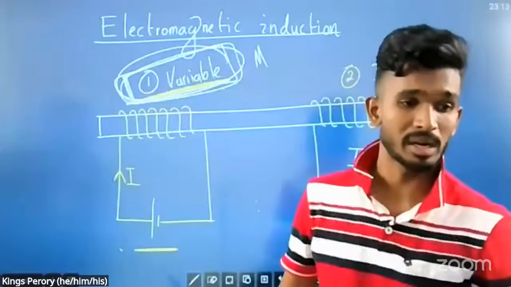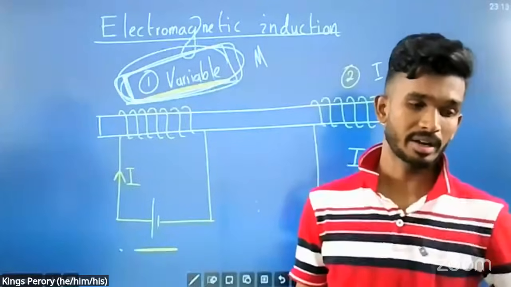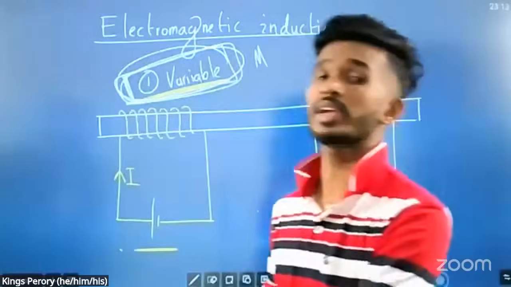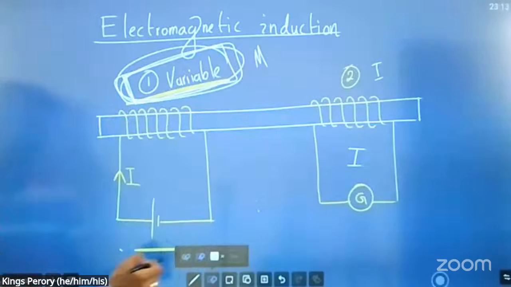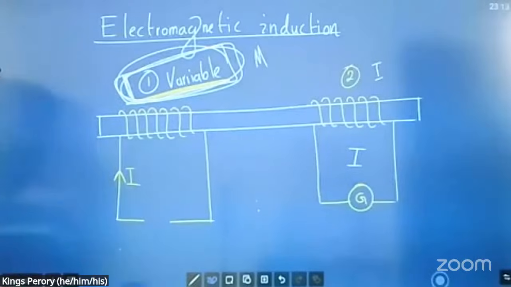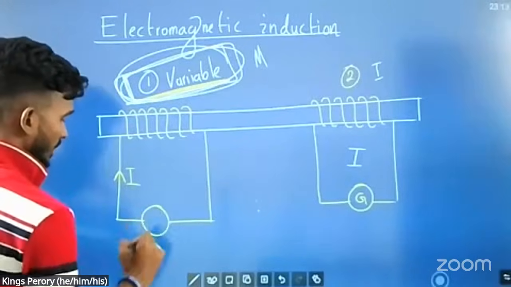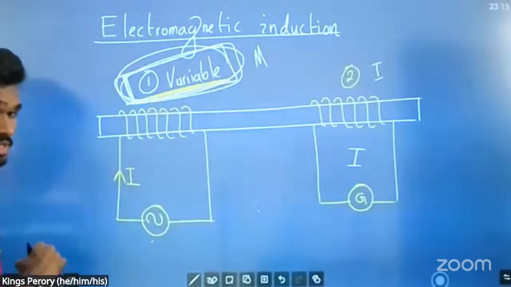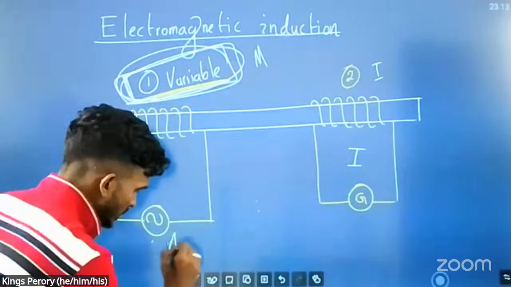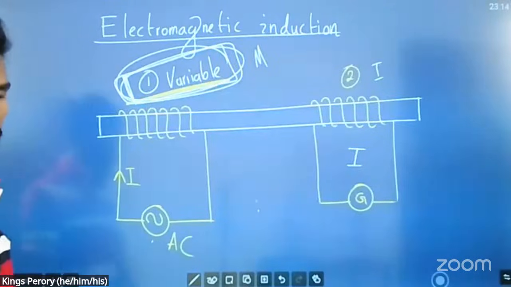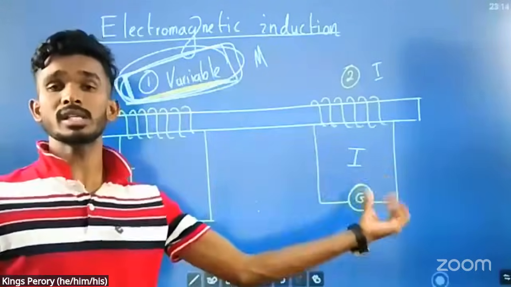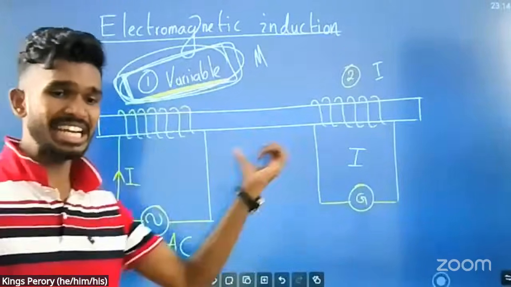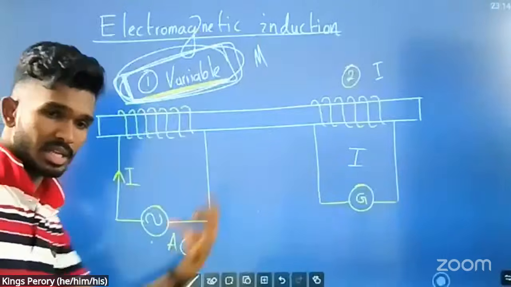What gives variable current? AC. Alternating current is the variable current. So here, if I connect a battery, this won't work, it gives constant current. What should I connect there? I should connect an AC current source. Only an AC current source will create a variable current. This is the symbol for AC current. So AC current can induce a magnetic field there, and can induce a current there. Can DC induce a current there?